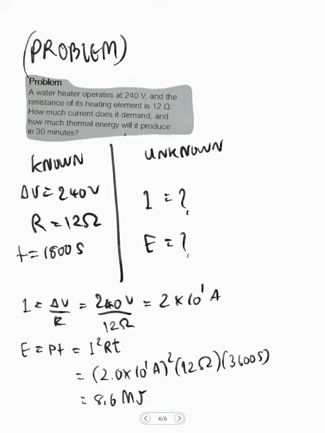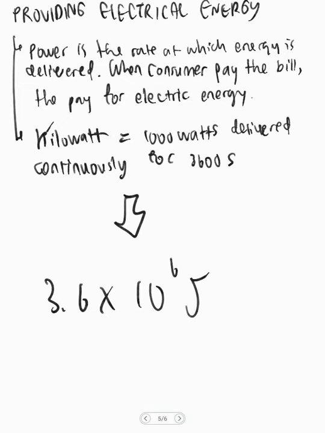Let's move on to providing electrical energy. Power is the rate at which energy is delivered. When consumers pay the bill, they pay for the electric energy. Another thing we have to know is that a kilowatt-hour is 1000 watts delivered continuously for 3600 seconds, so its value can be said to be 3.6 times 10 to the power of 6 joules.